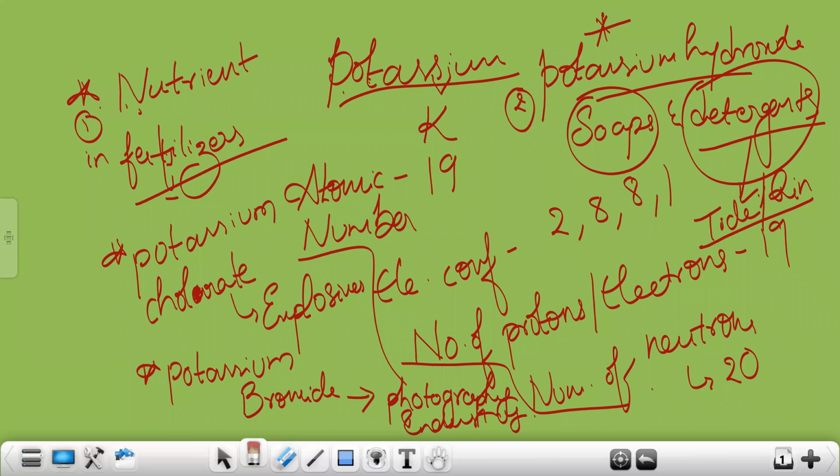Ma'am, how does it help if potassium hydroxide is mixed in soaps and detergents? How is it useful if this element is mixed in soaps and detergents?